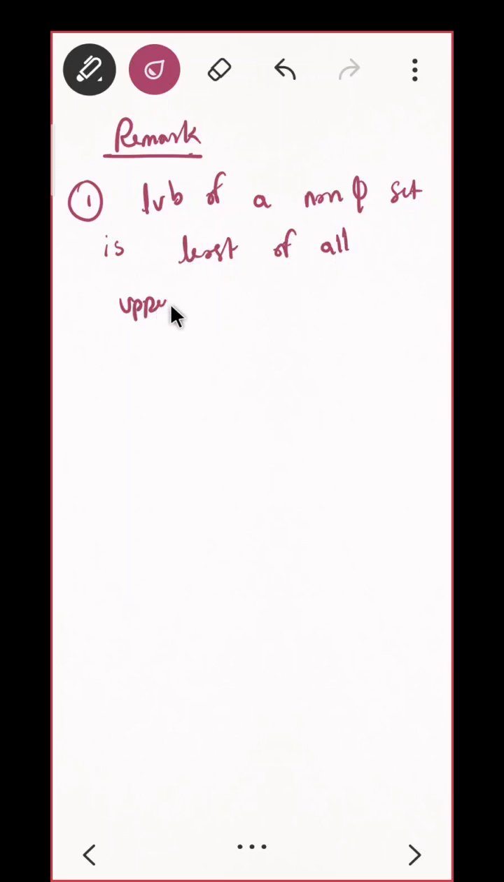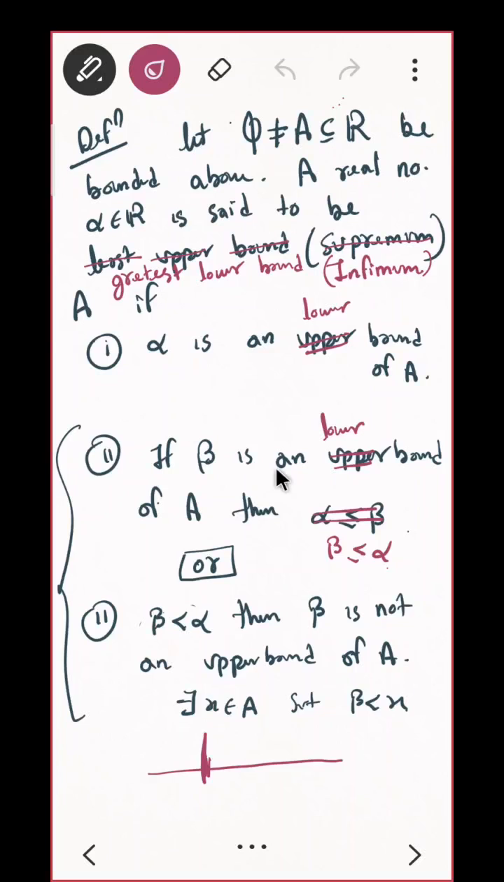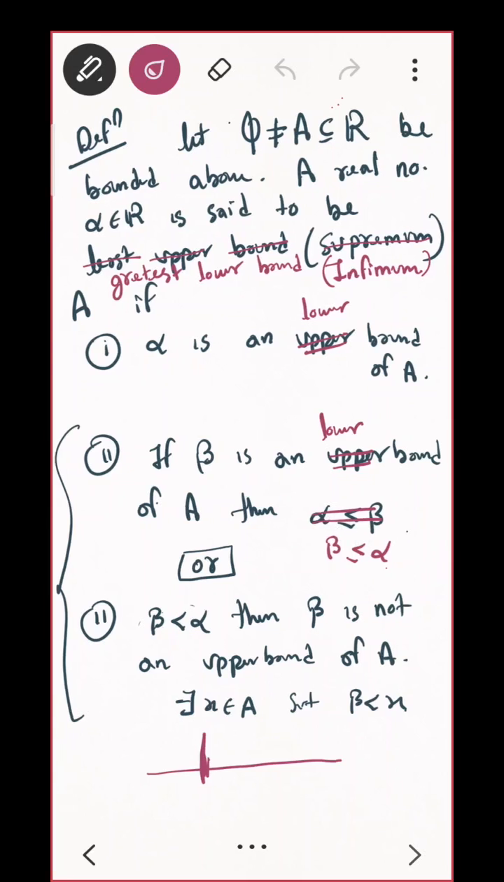So remark. What is your LUB? LUB of a non-empty set is, from the definition it is clear that it is the least of all upper bounds. Do you agree? जो कि मैंने तुमको यही पहले डेफिनेशन बताया था, करेक्ट. Take all the upper bounds, take the least one, that will be your least upper bound. And do you agree with the definition? If beta is any upper bound, then that is not the least one, correct, as per the condition. So alpha is my least of upper bounds.